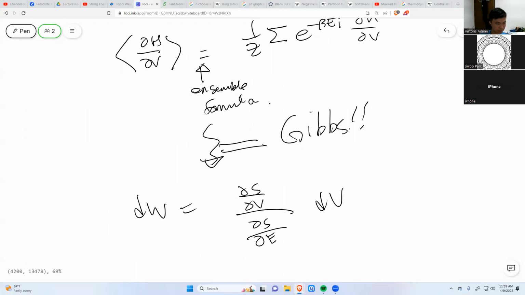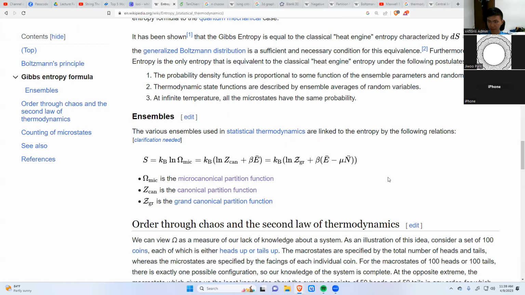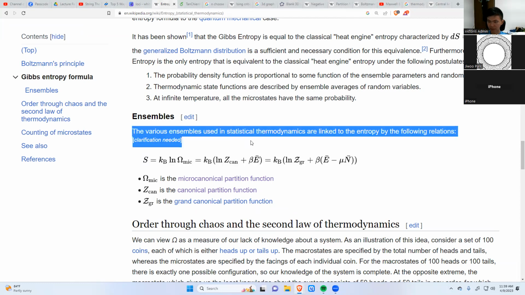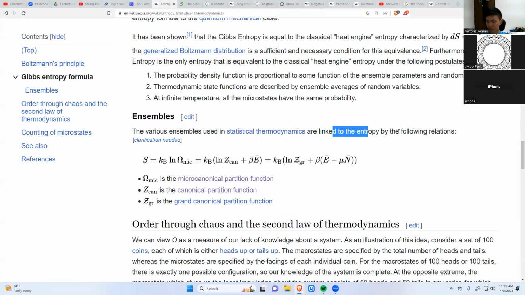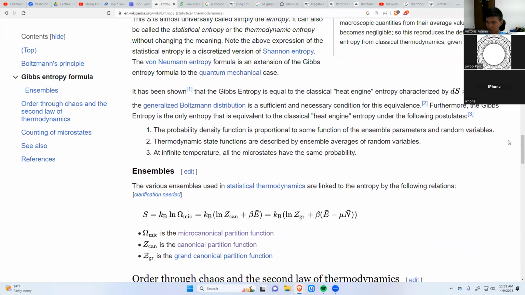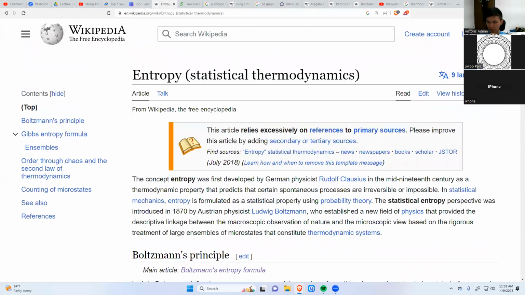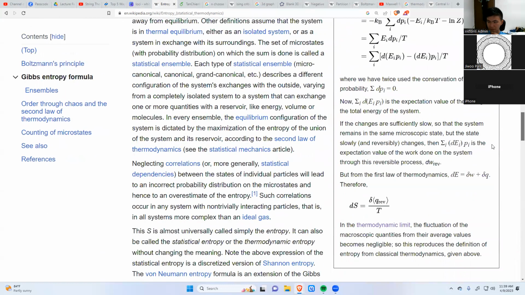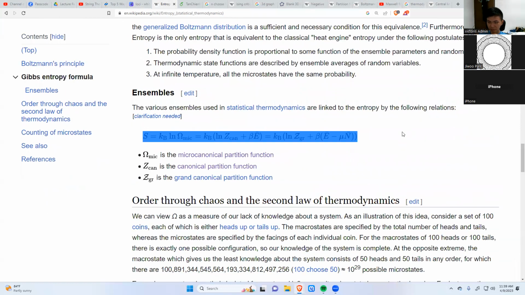I'm seeing this statement they mention in the entropy Wikipedia, where they say that the various ensembles in StatMech are linked to the entropy via the following relations. But this is from the Gibbs entropy page. I'm a little bit confused by what they mean by this statement. It's just a calculation of Gibbs entropy for each ensemble. I see, I see. So in some sense, oh, I understand now.